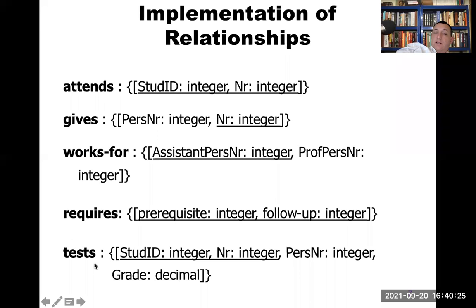And the last thing is tests, where grade is added. That's an attribute that does not come from entities. So that's it. The key is student ID and lecture number, which uniquely define professor person number and the grade. So it's not possible to have multiple records for the same student and the same lecture combination, with different professors and different grades. But the same professor may take multiple tests and so on. And the same grade may be assigned to multiple people.